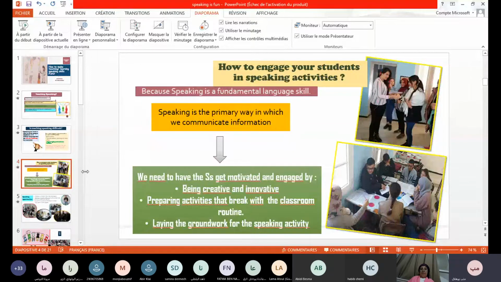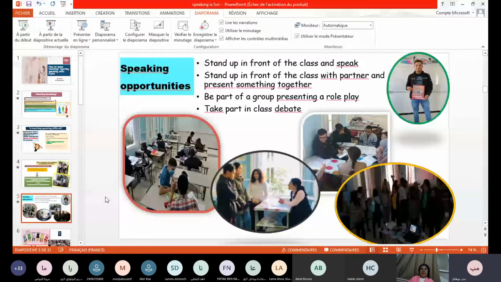Now, the speaking opportunities. Generally, we have to stand up in front of a class and speak. So the student goes to the board, if you like, by himself and gives a kind of talk or something like that. Or to stand up in front of the class with a partner and present something together. Now, this is a kind of pair work. Or be part of a group presenting a role play, or to take part in a class debate.